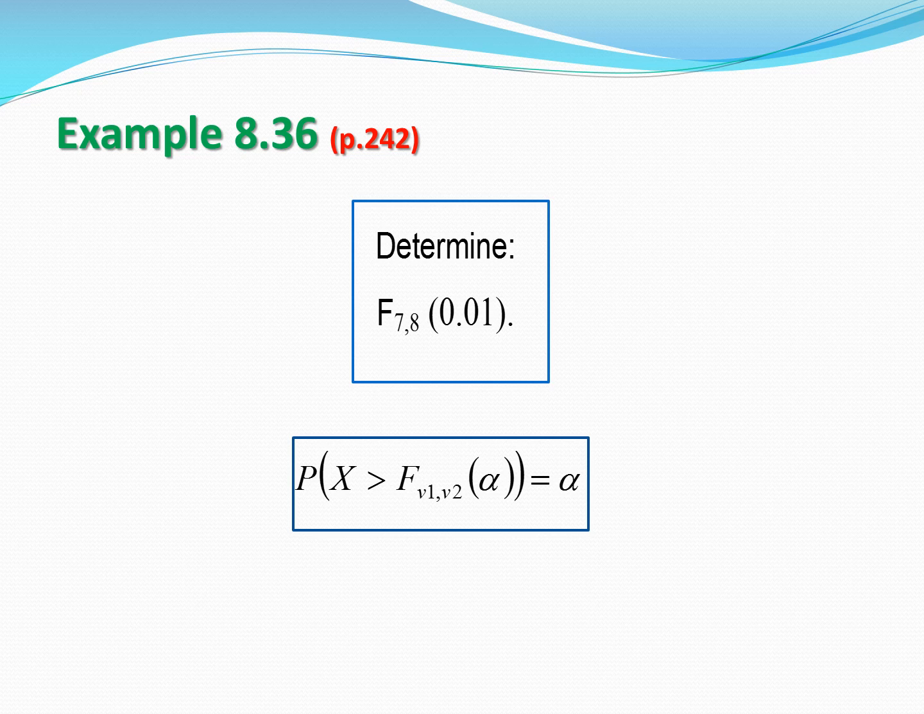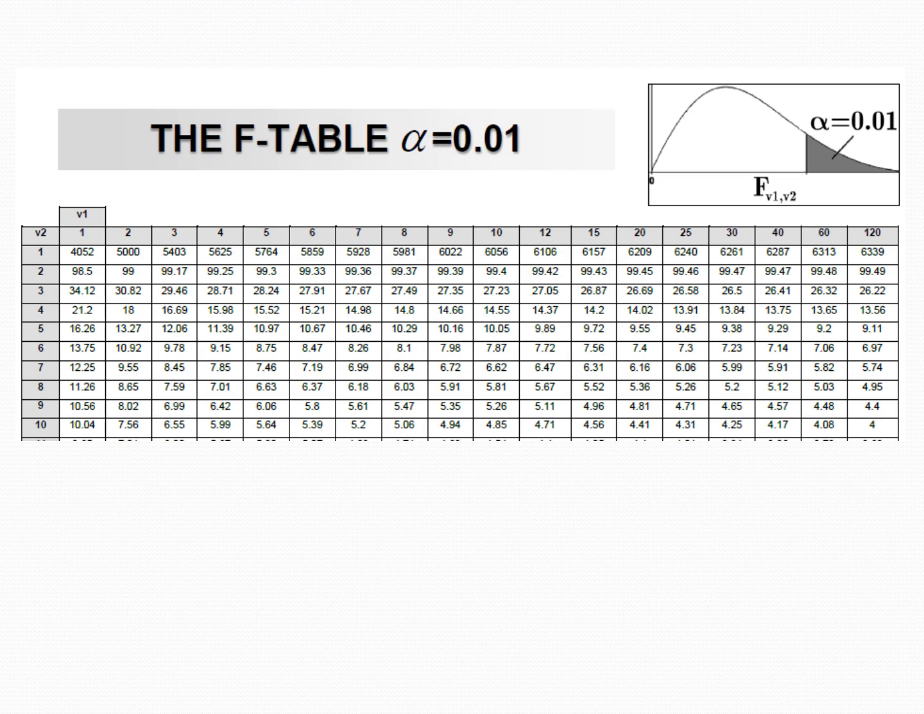In example 8.36, they also ask you to determine the critical F value, but they use this notation. So our V1 will be 7, V2 will be 8, and they tell you the probability is 0.01, so you will use your 0.01 table to determine that critical F value. So going to column 7 in your 0.01 F table and going down to row 8, your critical value will be 6.18.